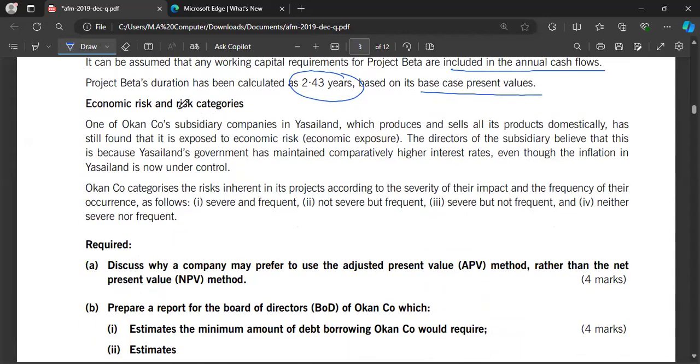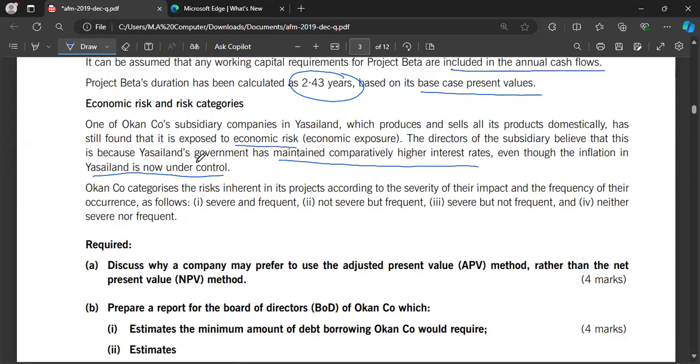One of Okan company's subsidiary companies in Y, which produces and sells its product domestically, has still found that it is exposed to economic risk. The directors of the subsidiary believe that this is because Y's government has maintained competitively higher interest rates even though the inflation in Y is now under control.